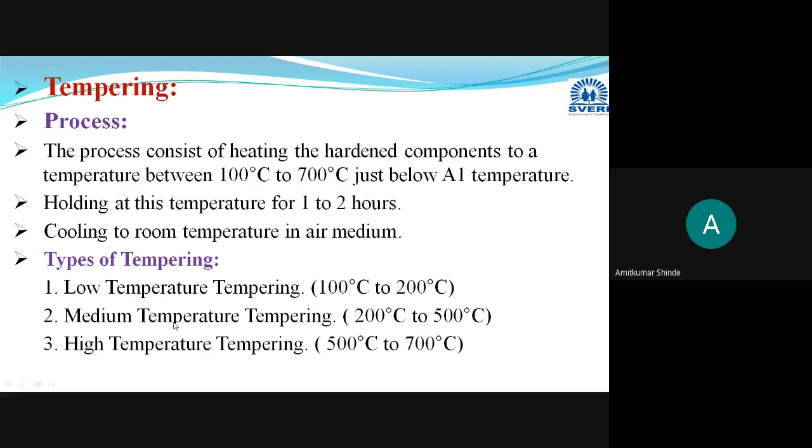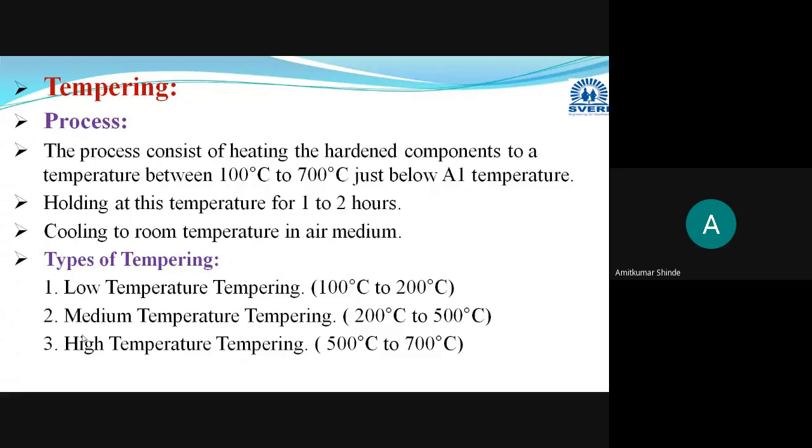Then the second type is medium temperature tempering. Now here, the heating temperature zone will change to 200 to 500 degrees Celsius. Now what will happen here? Three changes will take place in medium temperature tempering. First will be the same as that of low temperature tempering. That is, internal stresses will get eliminated due to transformation of martensite to tempered martensite. That will be your first change.